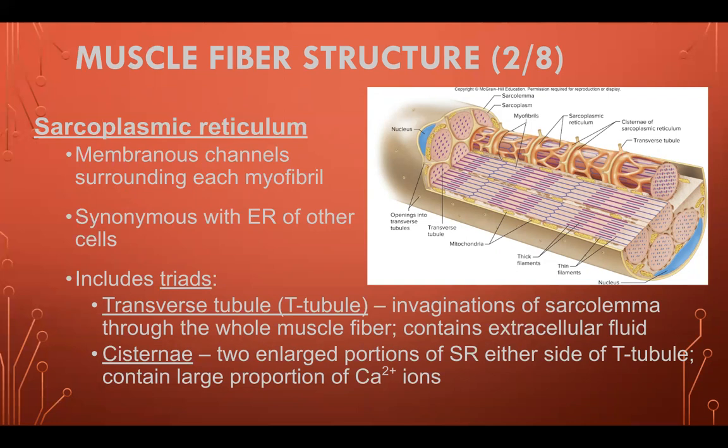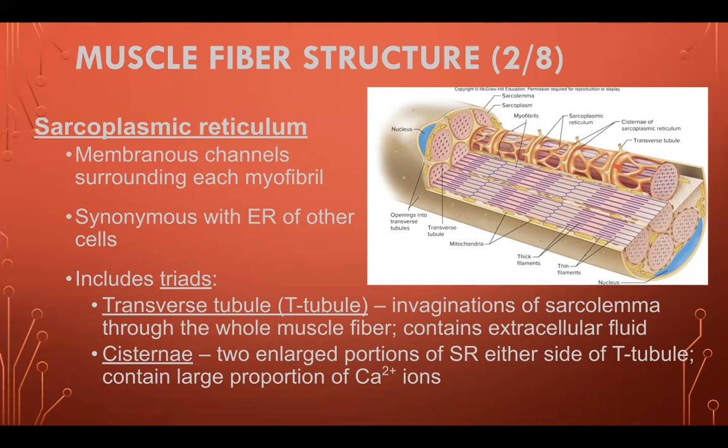So the reason why this is important is because these transverse tubules contain extracellular fluid. So what would normally be on the outside of the cell is actually able to come down into these transverse tubules and flow close to the sarcoplasmic reticulum. So the activation of muscle fiber is it goes through this transverse tubule and then will activate down here in the other part of the triad.